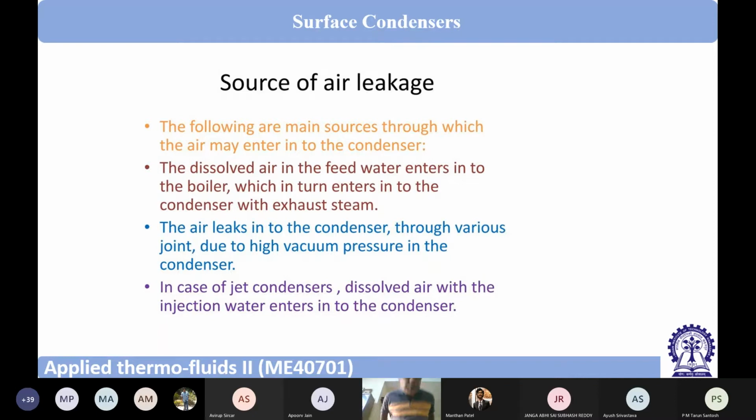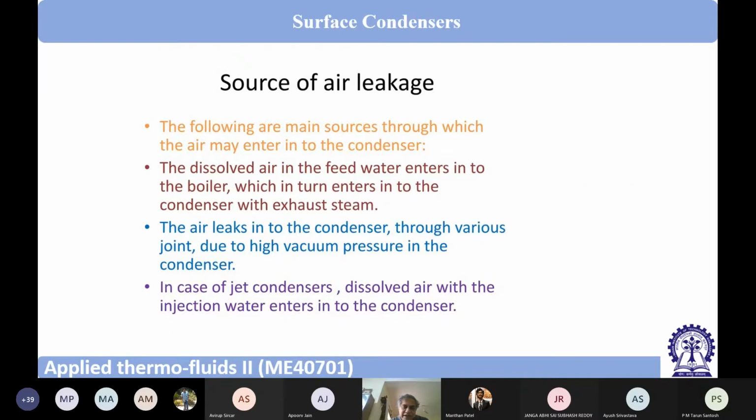So, air is dissolved in water. Water at a low temperature will always contain a certain amount of dissolved air. So dissolved air in the feed water enters the boiler, which in turn enters the condenser with exhaust steam.